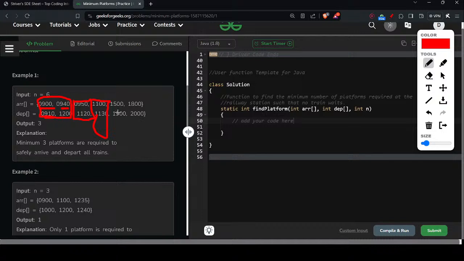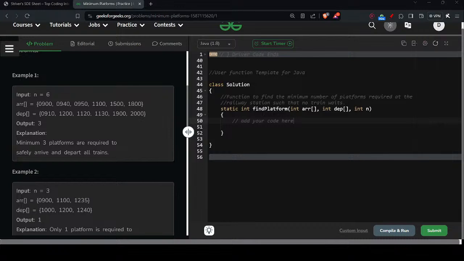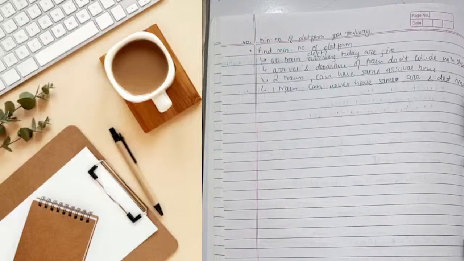Now this is 1500. We can place it on platform 1 because by 1200 it is empty. Next, we can place this one on either platform 2 or 3, because on the first platform there is the 1500 train which will depart at 1900, so we can't place it there. So the logic might be quite simple. Let me show you the implementation in the diagram itself, so let's move on to the diagram in pen and paper.